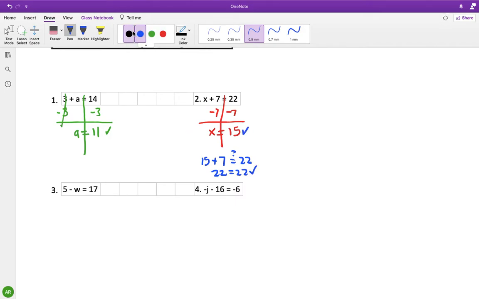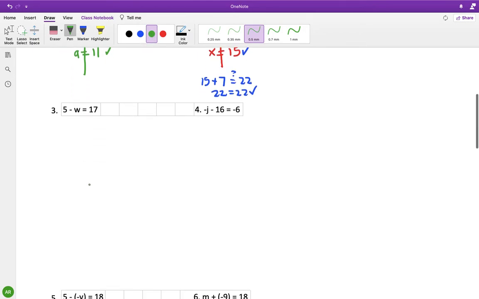All right, let's look at some subtraction problems here. You'll notice on 3, two things are happening here that's a little weird. First off, w is actually a negative value. It's a negative w. So there's one trick I can use to make that positive. Before I even try to get rid of that 5, I can just go ahead and make w positive by adding w to both sides.